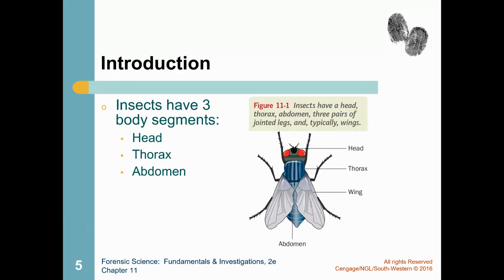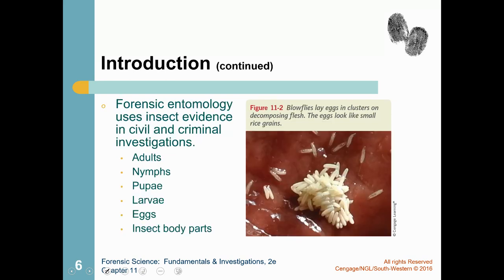Introduction. Insects have three basic body segments that you need to be aware of: the head, the thorax, and the abdomen. I think it's pretty self-explanatory. The head is obviously going to be here, and then you really just have to figure out the thorax and the abdomen. The abdomen is the larger part of the body. And sometimes we include the wings.